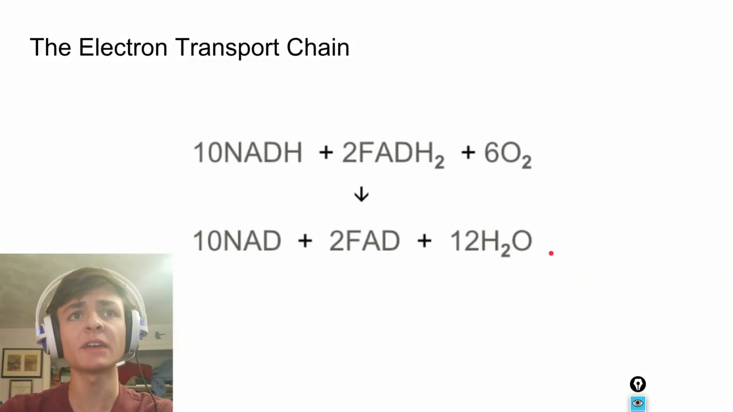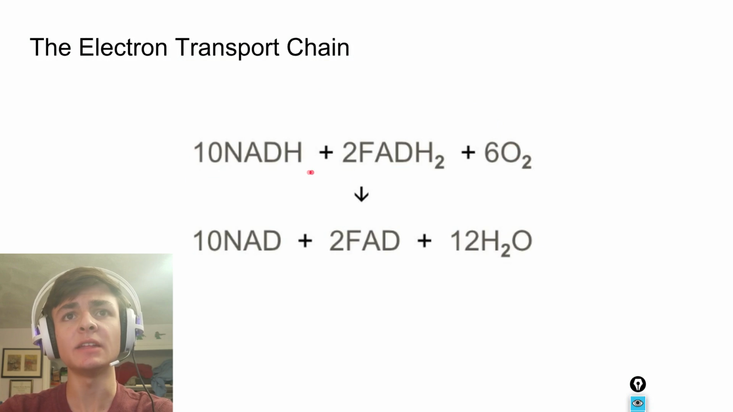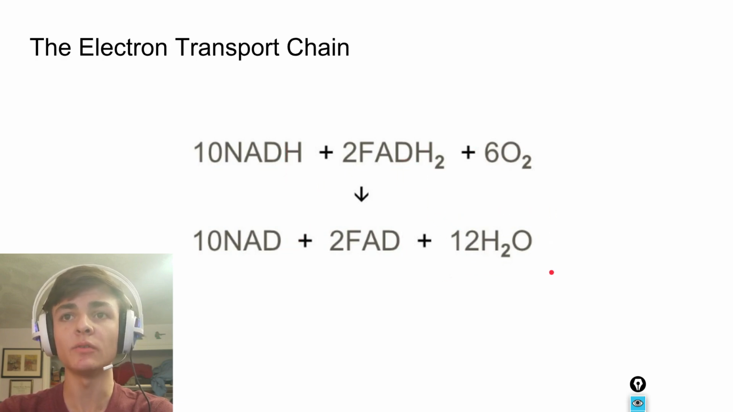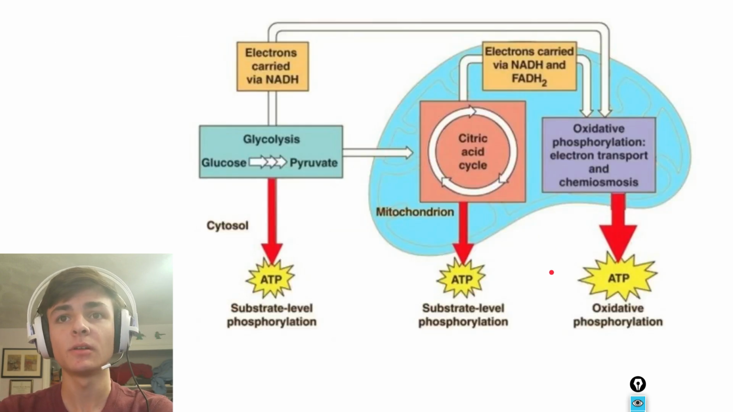So here's a net reaction. As you can see, we have 10 NADH and 2 FADH2 per glucose molecule. That's approximate, but you can pretty much assume this. Plus the 6 O2 is going to lead to these guys losing their electrons and some of their hydrogen, and we're going to form 12 H2O. Once again, this is the H2O that we breathe out.